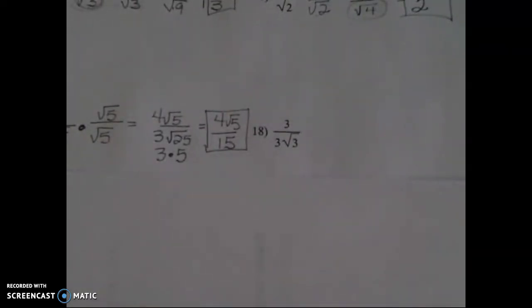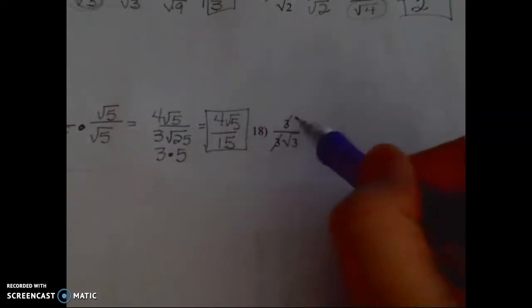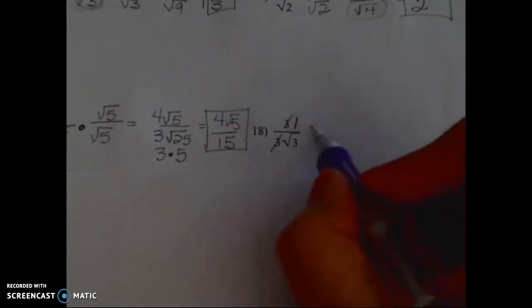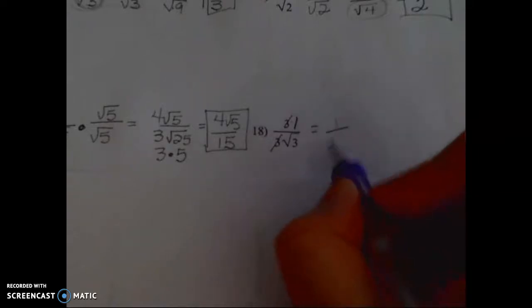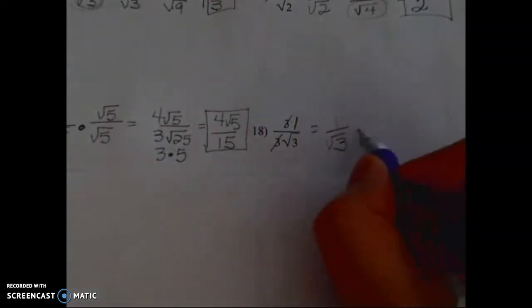So, step 1, look for perfect squares. No. Step 2, simplify numbers outside the radical. Oh, there it is. Okay, 3 and 3 are both divisible by 3. I get a 1 and a 1, but you don't need the coefficient of a 1. So I get 1 over root 3. That's awesome. We can rationalize the denominator.